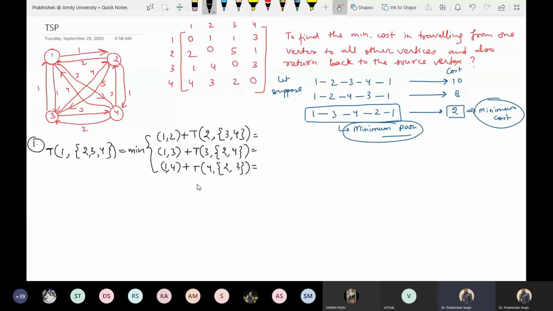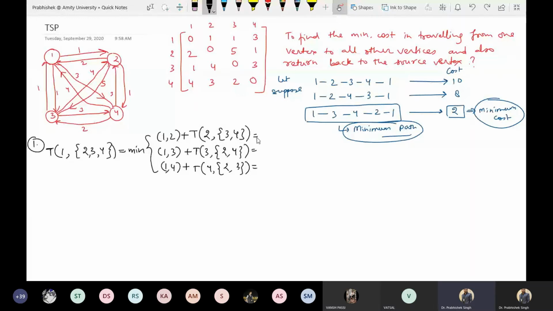I hope you are understanding everything. What do you know in this? You know 1 to 2, you know 1 to 3, you know 1 to 4. These distances you know. What is 1 to 2? You have to calculate these things, and out of these, whichever is the minimum, that will be the minimum cost. And we don't know this. We know this. So let's write this.